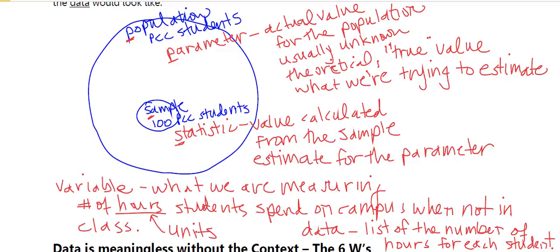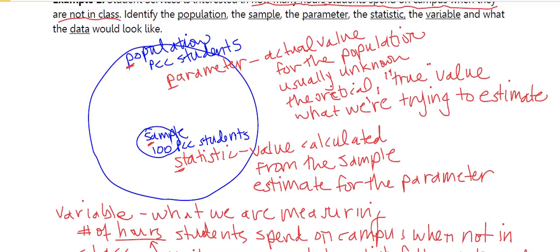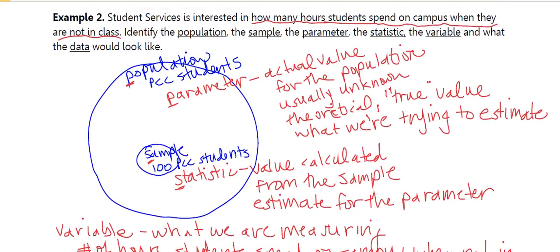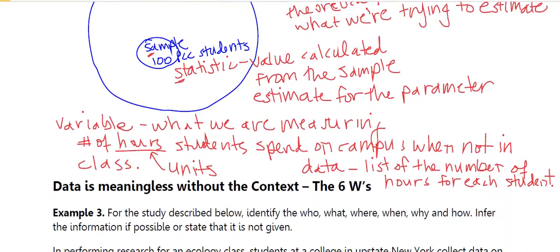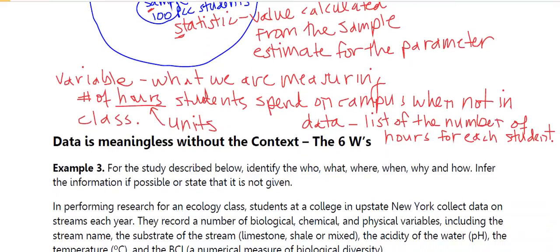Great. So now we have gone through a lot of vocabulary words. Population, sample, parameter, statistic, variable, and talked a little bit more about data. Let's go back. We talked about that context with a list of numbers that didn't have anything associated with it. We had no idea what the situation was. And let's talk about the context. So the data is meaningless without the context.